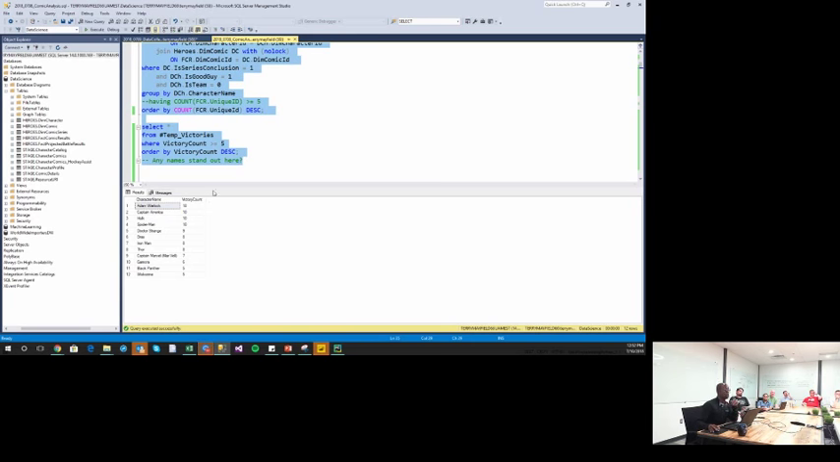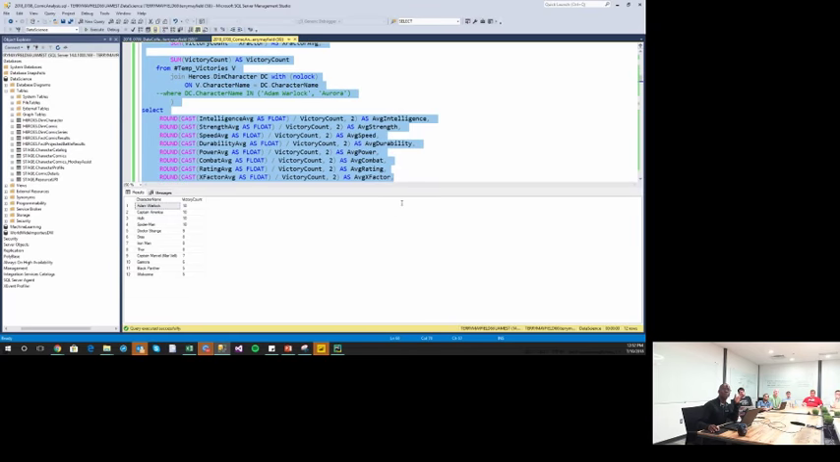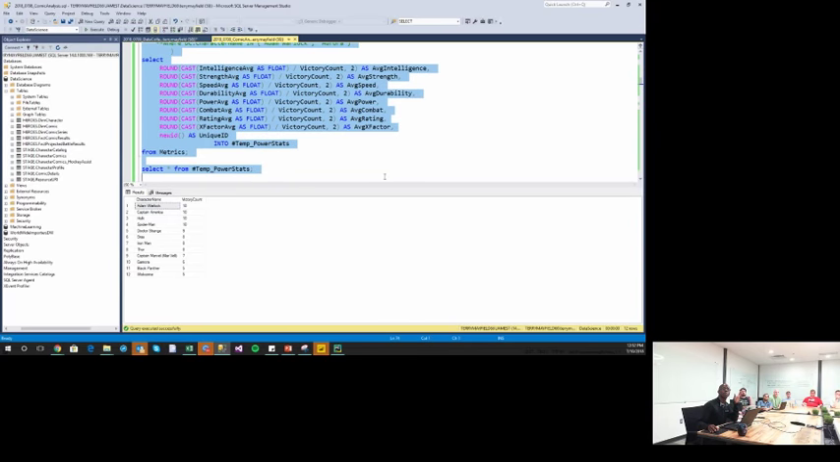So benchmark, how many times has he been beaten? I think it was 170 times out of 300. And let's look at what are the average power stats of a hero that has been part of a Thanos defeat. And this is a benchmark for what we want to look at with regards to the heroes that we put in to fight him.